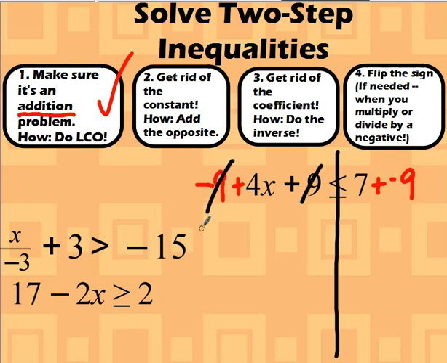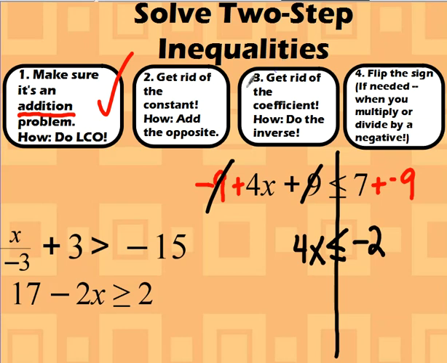9 and negative 9 cancel, so I'm left with 4x. I'm going to bring down my inequality sign, and nothing happens to it. And 7 plus negative 9, they are on opposite teams, so they battle. So I get negative 2. At this point, everything is the same as an equation. Nothing has changed, and we're still working through the problem.